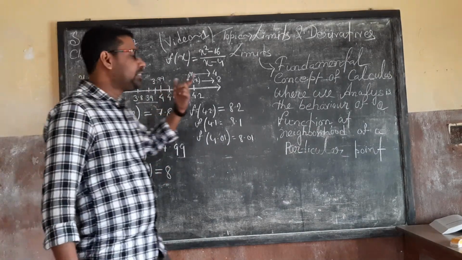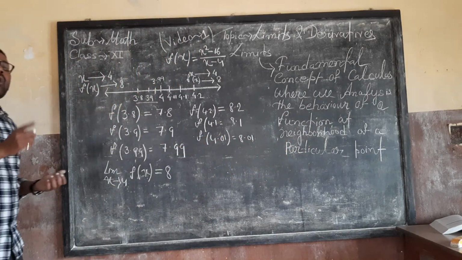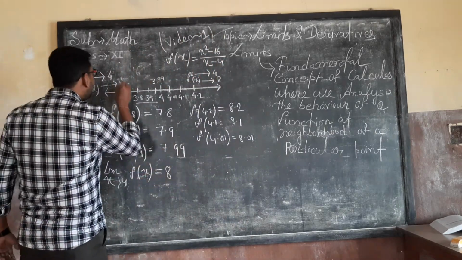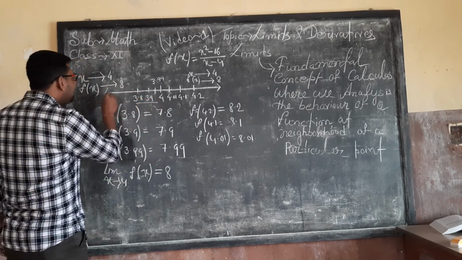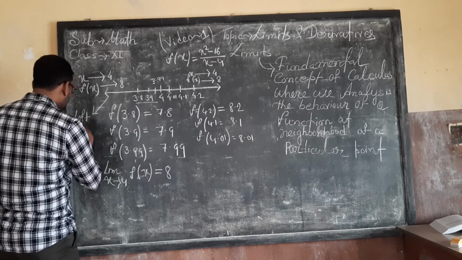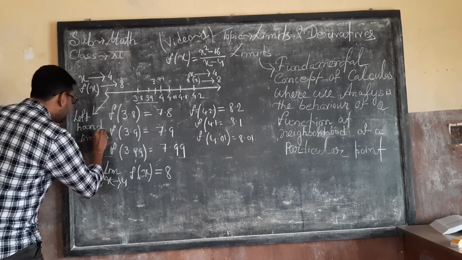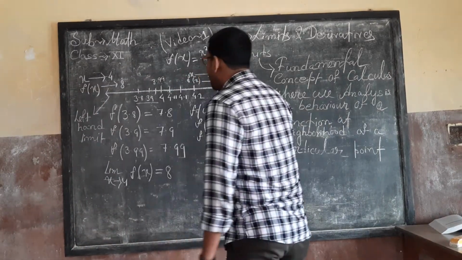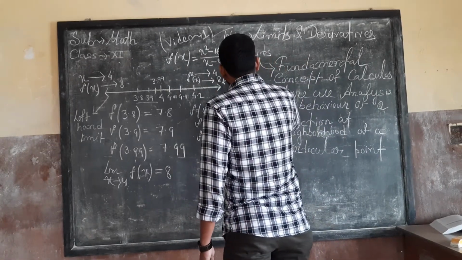Okay, and from this pictorial representation we also derive another concept. When x tends to 4 from the left side, this is called the left hand limit. And when x tends to 4 from the right side, it is called the right hand limit.